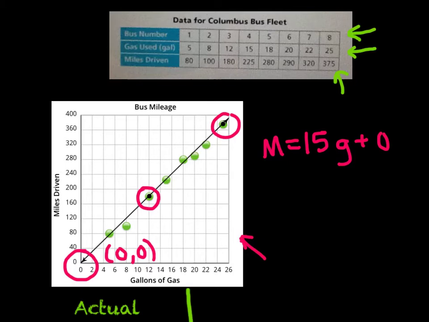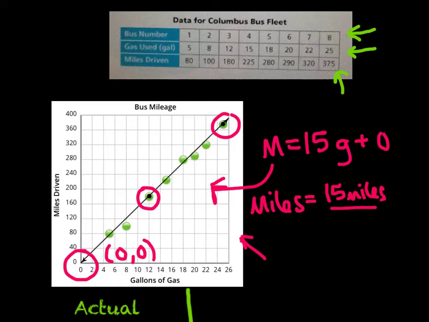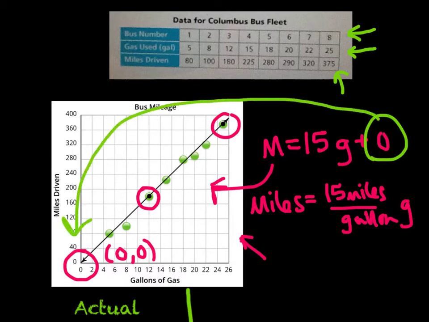So we are looking at this equation that I was able to create using this line of best fit, and we're essentially looking at miles is equal to 15 miles per gallon times gallons. And notice that 0 is in there for the y-intercept, and these 2 points correlate with each other. So depending on how many gallons of gas, we can figure out generally how many miles this bus drove, or a bus would be able to drive.